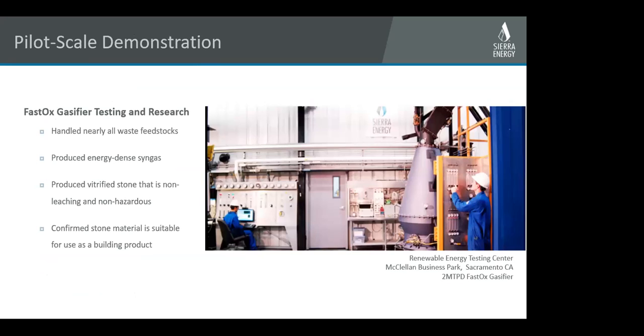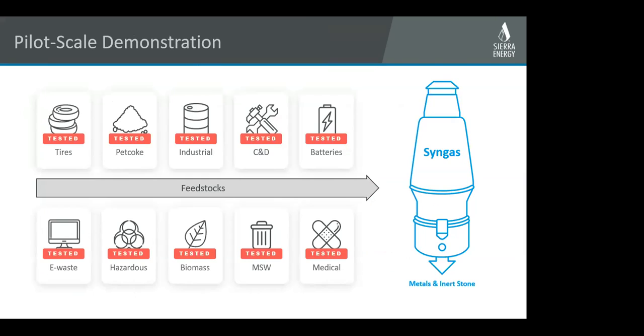This was our pilot facility we had built many years ago with the Army at their Renewable Energy Testing Center. We ran a whole bunch of different feedstocks through it, showing that these various types of feedstock would work. Tires, petroleum coke, industrial waste, construction and demolition debris, batteries, electronic waste, computers, that sort of thing. A lot of different hazardous wastes have been very interesting. Biomass, municipal solid waste, and medical waste. Those are all different feedstocks that we've demonstrated successfully using the FastOx technology. So basically what you end up with, gas rises, and liquid metal and inert stone come out the bottom and are recovered.